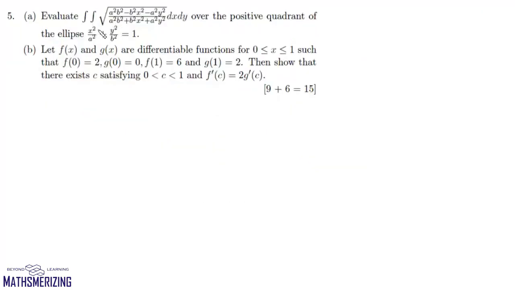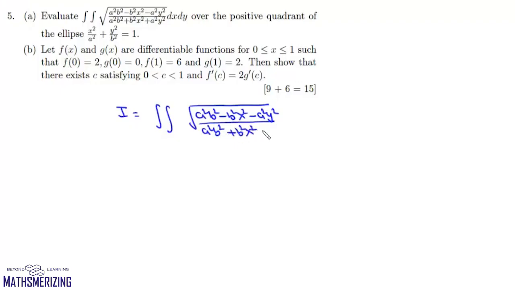Now question number 5 is, evaluate this double integral, which is the double integral of the square root of (a^2 b^2 minus b^2 x^2 minus a^2 y^2) upon (a^2 b^2 plus b^2 x^2 plus a^2 y^2) dx dy over the positive quadrant of this ellipse, which is x^2/a^2 plus y^2/b^2 equals 1. Now what we'll do is we'll use substitution.